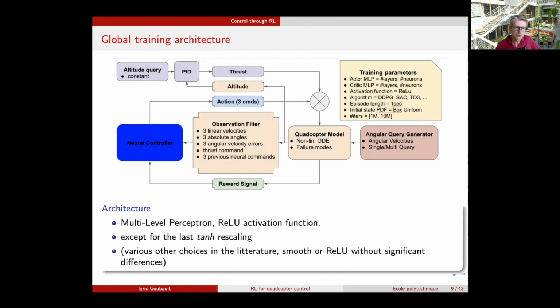We have also to choose an architecture for the training algorithm to see which weights it should act on. So we're going to use a very simple multi-level perceptron kind of neural net with ReLU activation function, except for the output layer, which uses a hyperbolic tangent for rescaling. So there are other choices in the literature. It's not quite clear that you have such a significant difference if you used some smooth activation functions, for instance. And we haven't observed so we just report things on the ReLU activation function.